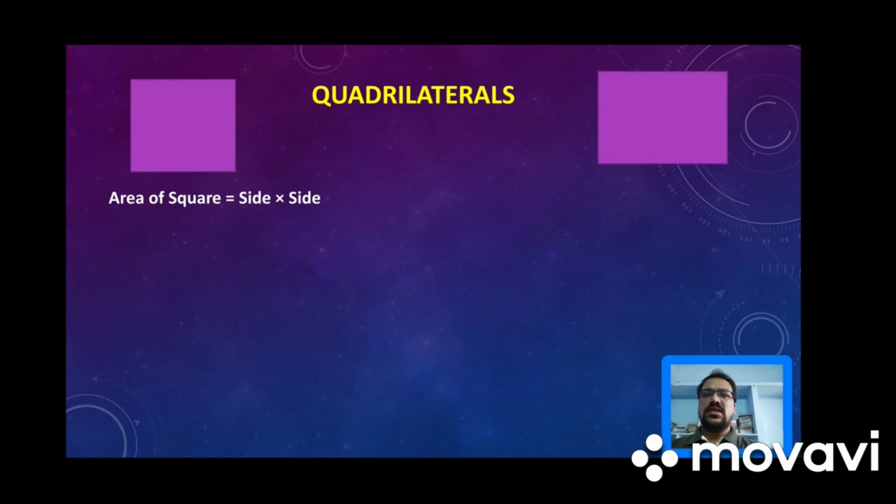What about this? It is a rectangle. Area of the rectangle is length into breadth. So in this you can observe our words length and breadth. They are two different names because of their different directions.